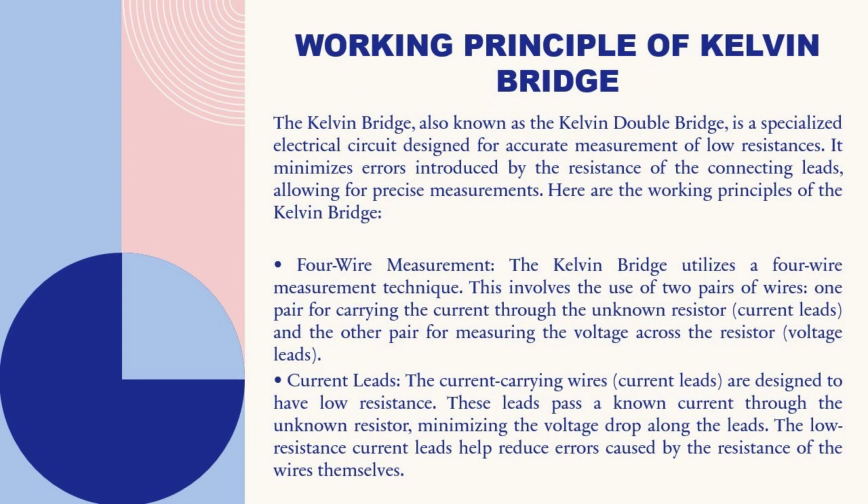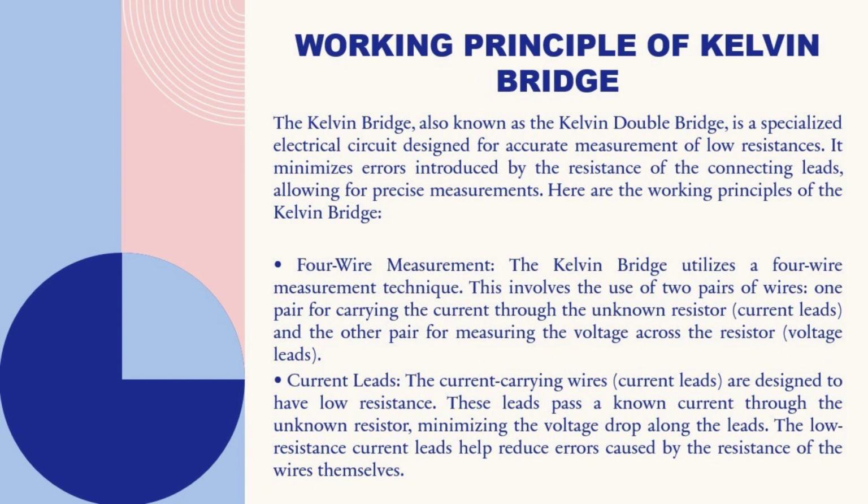Hello everyone, my name is Ma Hao Chen, matrix number 223306, and now I would like to explain about the working principles of the Kelvin bridge. The Kelvin bridge, which is also known as the Kelvin double bridge, is a specialized electrical circuit designed for accurate measurement of low resistance. It minimizes the errors introduced by the resistance of the connecting leads, allowing for precise measurements.